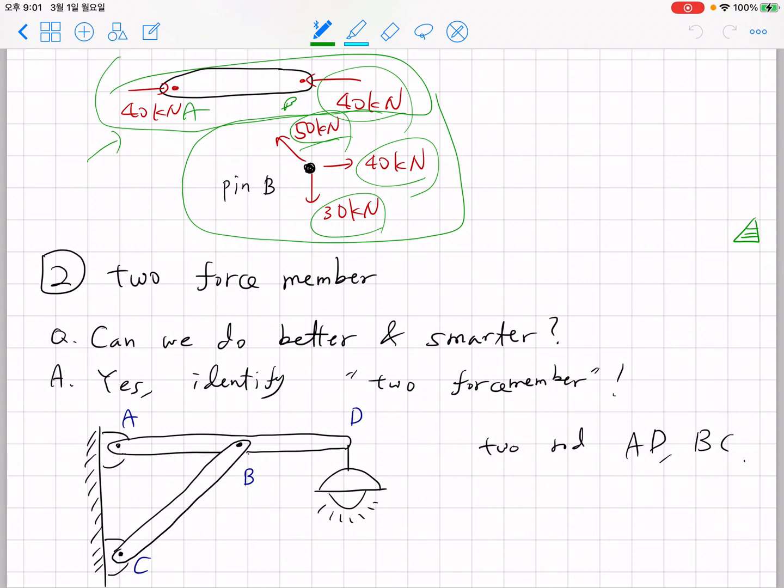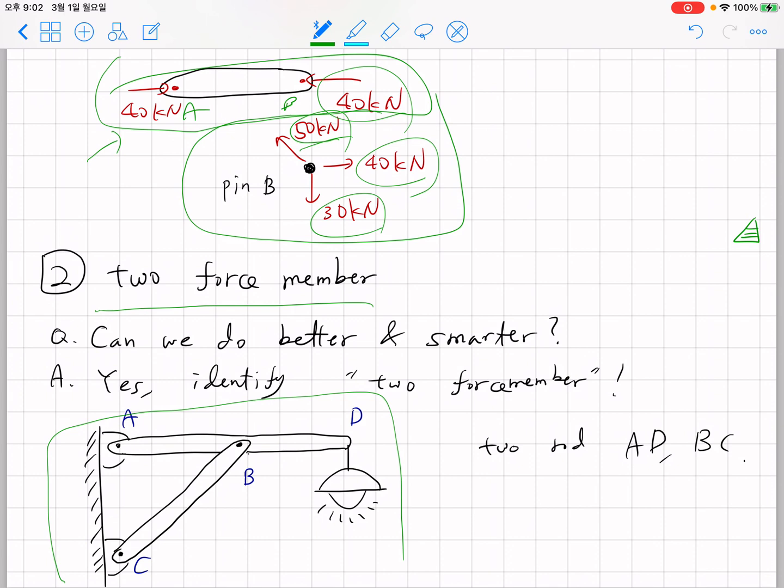So as I promised, let me give you a smarter and better way to solve the same problem. The idea is called two-force member identification. So the method is the following. The example we're going to consider is this. Let's think about the force equilibrium between rod BC and rod AB.